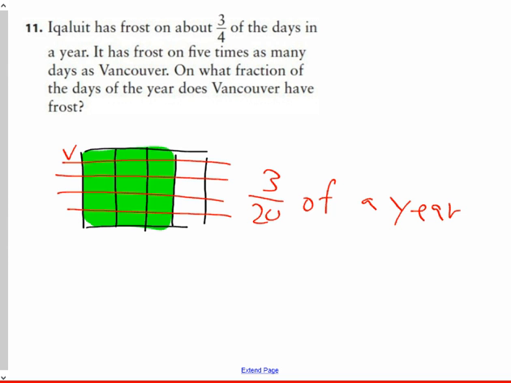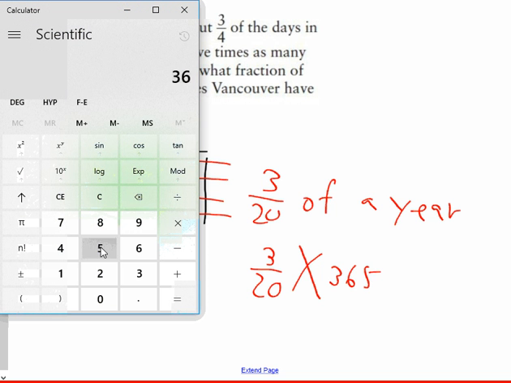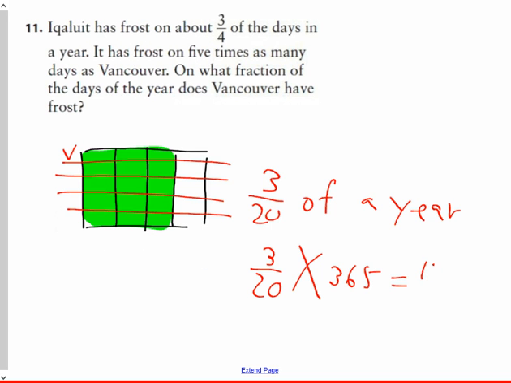That's Vancouver frost days. What does of mean in mathematics? And how many days in a year? All right, let's go back to our 6.1 learning. If you have 3/20, imagine that picture of 3/20 multiplied by 365, how many 20ths would you have? You would take 3 and multiply it by 365. 365 times 3. You would have 1,095 20ths.